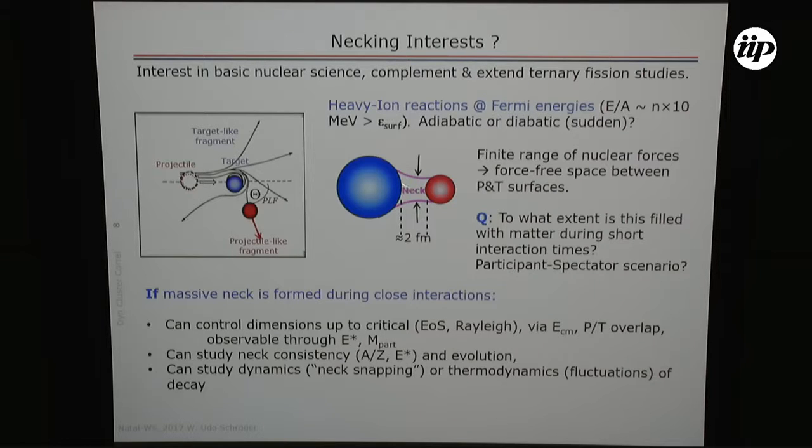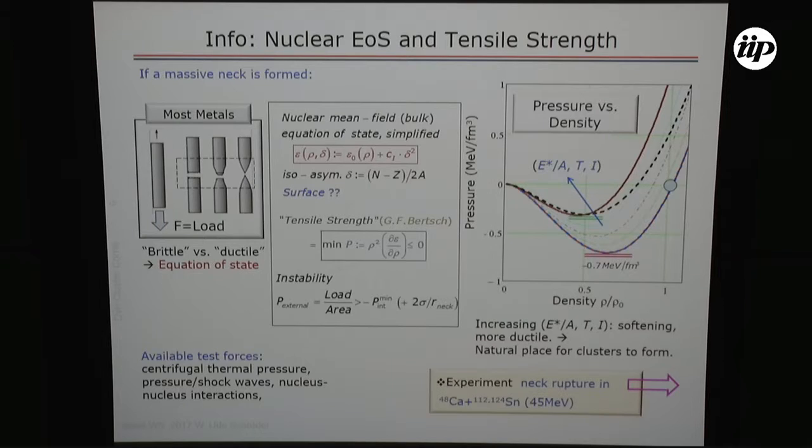You can actually allow more or less time for nucleons to fill the area in between, so that you have a control mechanism to produce necks of different consistency and different densities, perhaps. So you can control the dimensions, you can control the chemical consistency, namely the number of neutrons versus protons, and you can influence the time evolution of the neck. So in other words, you can change, in principle, the properties of the neck and study its dynamics. And this is what we have been trying to do.